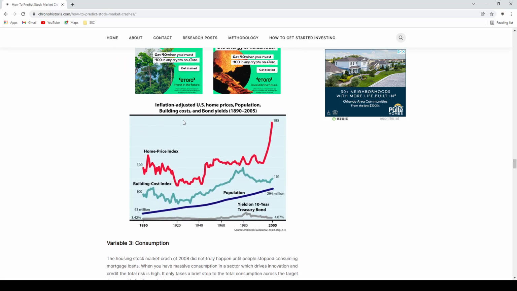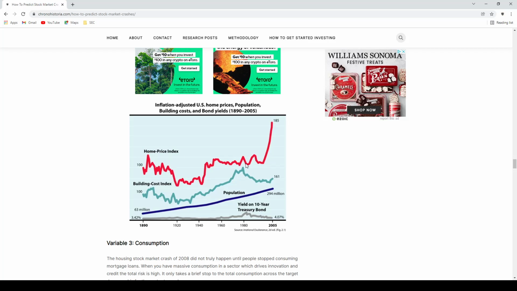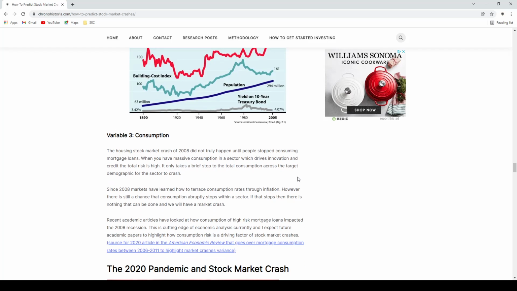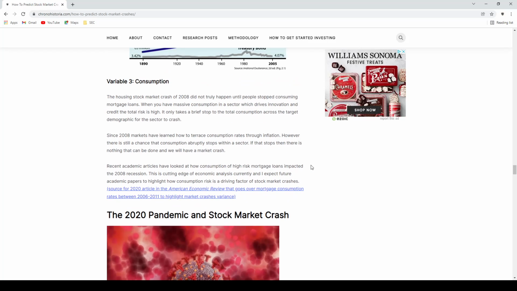Anyways, yes. Oh, this is pretty cool. Inflation-adjusted U.S. home prices, population, building costs, and bond yields. As we can see, from 1920 to 1980, 1990, it was kind of stable. And then in the early 2000s, with the repeal of the Glass-Steagall Act, mortgage lenders were just like, hey, give everyone a house, and it shot up. So the reason why is because, like I said earlier, when all the credit got called back, consumption stopped. When consumption stopped, innovation stopped. When innovation stopped, credit for business loans stopped. The industrial economy had failed.